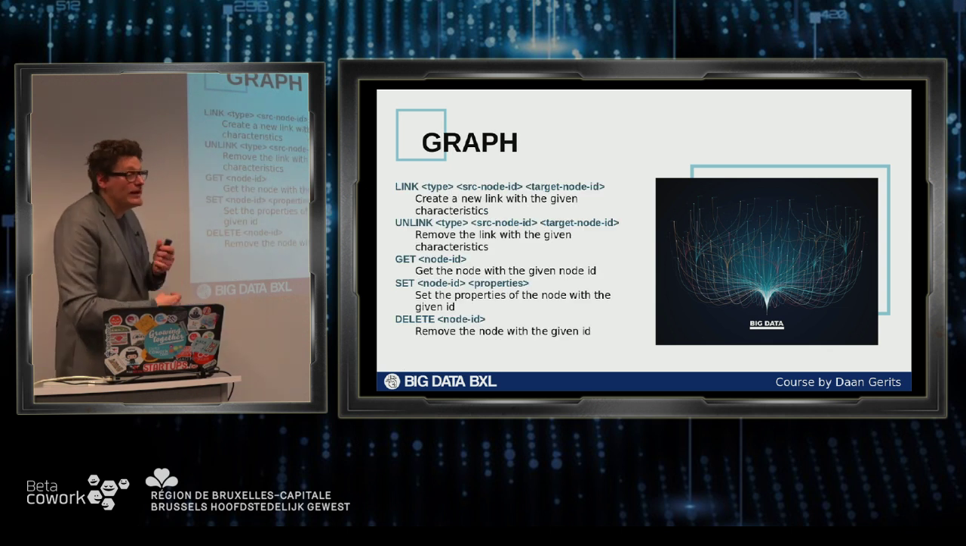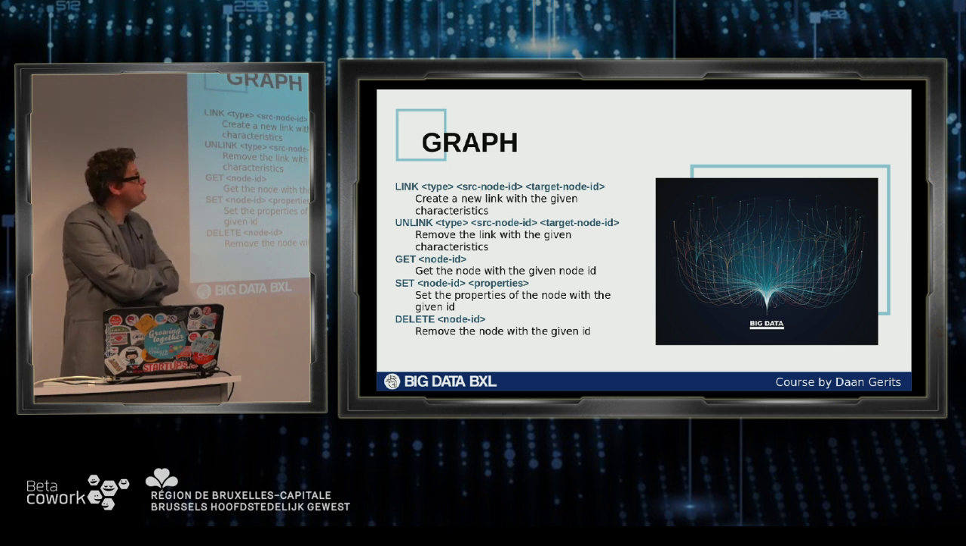So when you look at what you can do with a graph store, you can link two nodes. So every node usually has an ID, right? And you can make a link of a certain type between two nodes. You can unlink them as well, so remove the relationship. You can get a node by ID. You can set a node, which basically creates it or overrides it. Or you can delete a node.